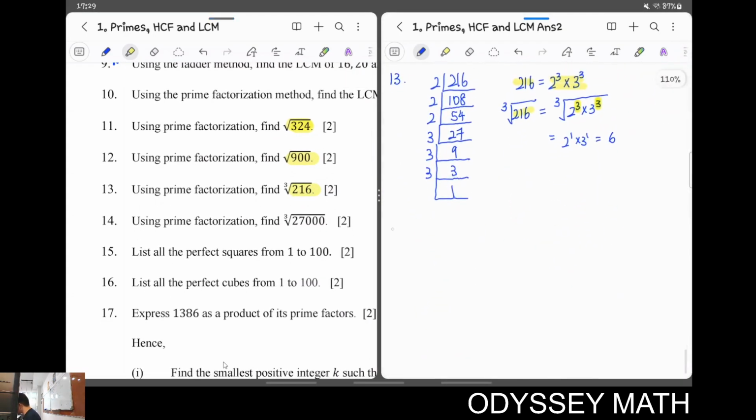Now let's move on to question number 14. Question number 14. We have, using prime factorization, find the cube root of 27,000. So let's focus on the 27,000 over here. So 27,000. We're going to prime factorize this. So we're going to divide it by 2. So we have 13,500.